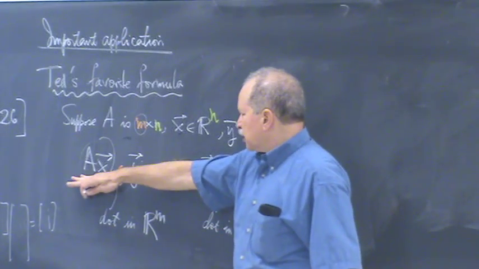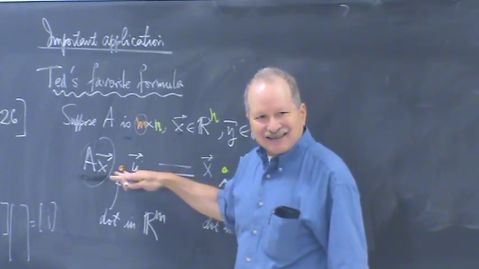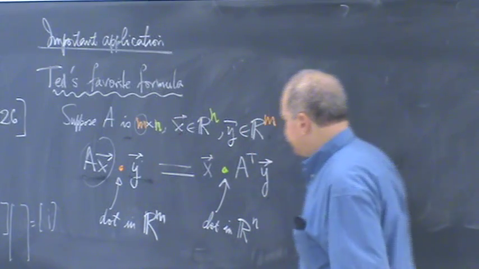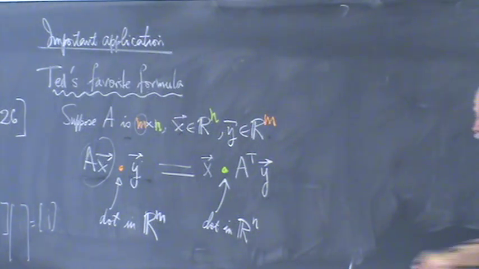Right, so this is officially m by 1. This is m by 1, I dot the two vectors. All right.